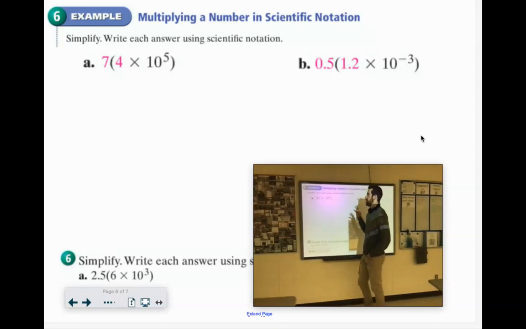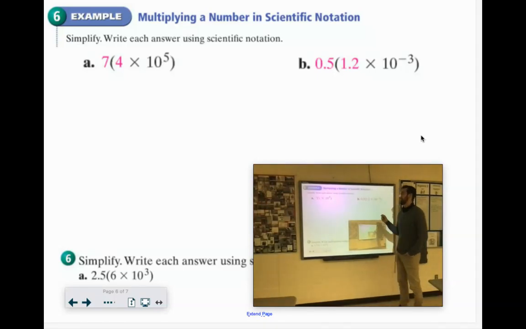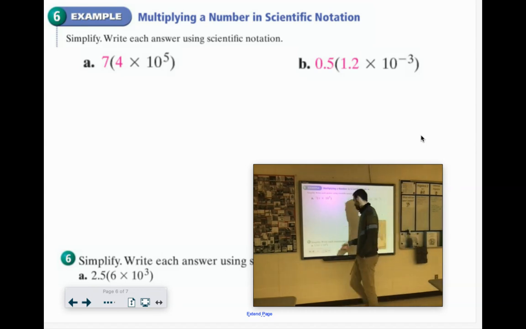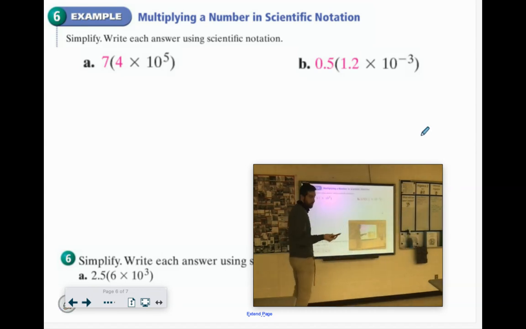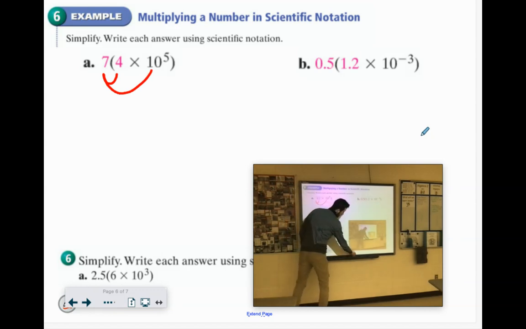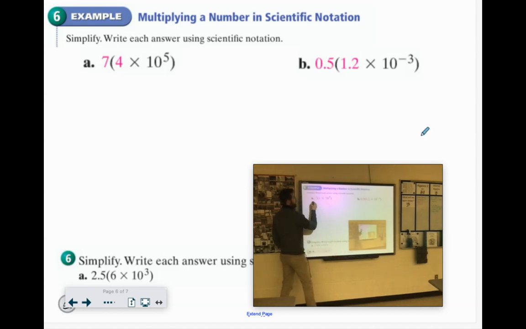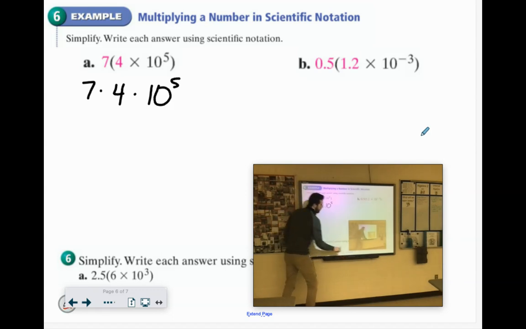Extra flavor here. Simplify, write each answer using scientific notation. So, we do not distribute over multiplication. I know it's tempting to be like, well, 7 times 4 and 7 times 10 to the 5th. But no. You can almost think of this as if it was separated, like 7 times 4 times 10 to the 5th. Now the only things you'd be able to do are the 7 times the 4, because those are different bases, right? So 7 times 4 is 28 times 10 to the 5th.